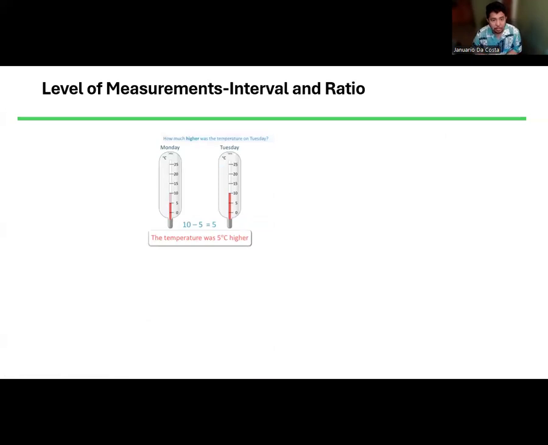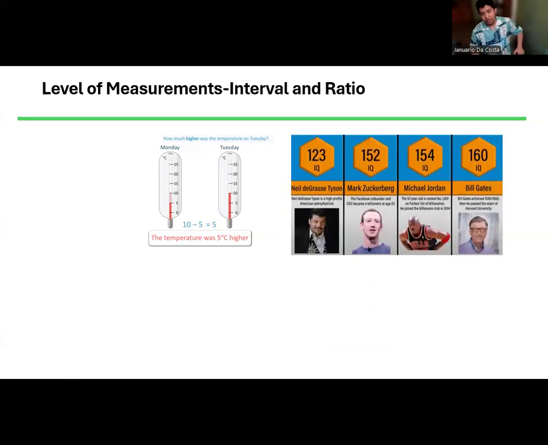Next is interval and ratio. For example, the temperature on Monday is, for example, 10 degrees, then Tuesday 5 degrees Celsius. Or, for example, IQ. For example, the scientist Neil deGrasse Tyson has an IQ of 123. The founder of Facebook, Mark Zuckerberg, has an IQ of 152. Michael Jordan has an IQ of 154. Bill Gates has an IQ of 160.